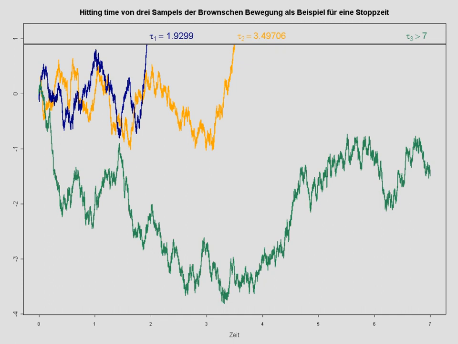A discrete-time submartingale is a sequence X_1, X_2, X_3, ... of integrable random variables satisfying E[X_{n+1} | X_1, ..., X_n] ≥ X_n.